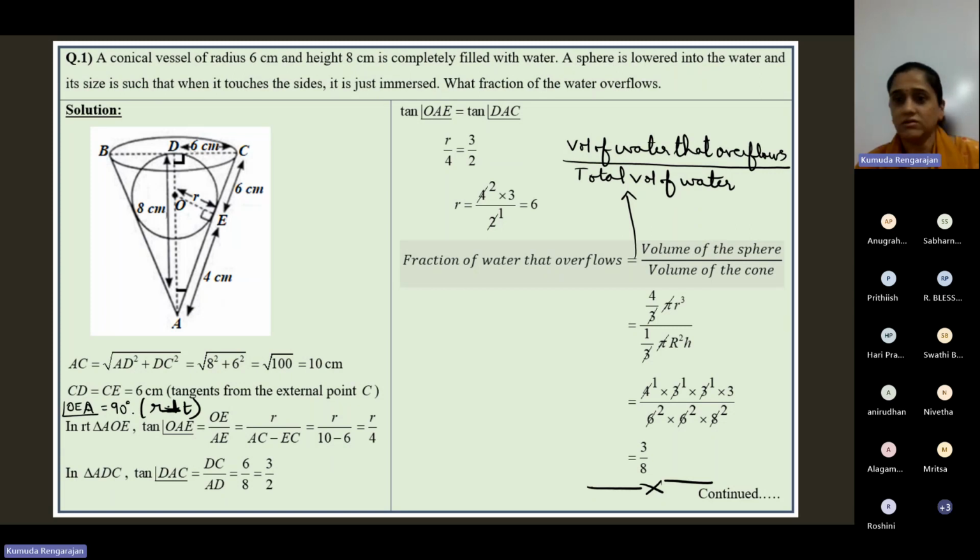Please include this here. Angle OEA is equal to 90 degrees, correct? OEA is 90 degrees. Reason? Radius perpendicular to tangent. In short, I've written radius perpendicular to tangent. Just include that there.